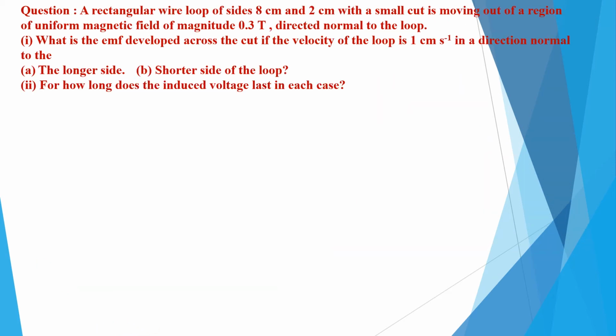Question: a rectangular wire loop of sides 8 cm and 2 cm with a small cut is moving out of a region of uniform magnetic field of magnitude 0.3 Tesla, directed normal to the loop.